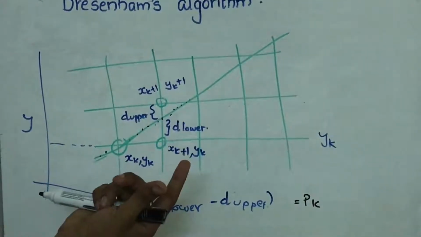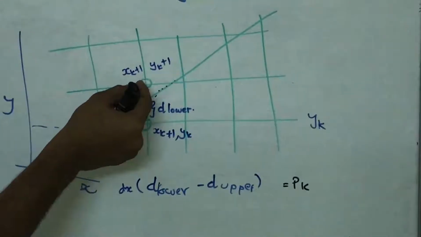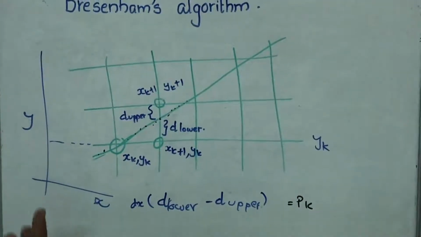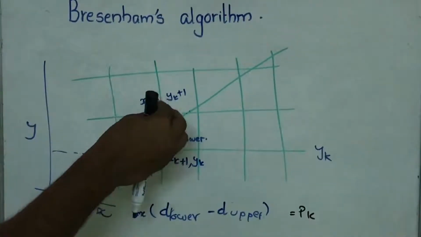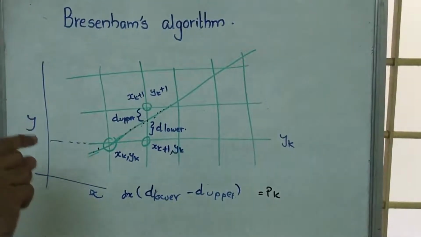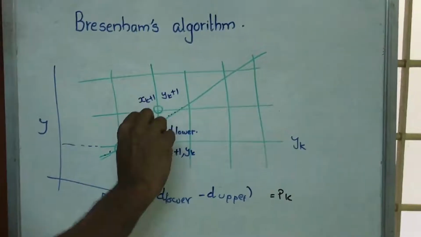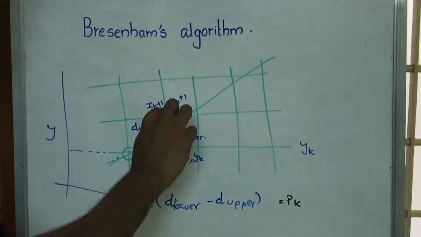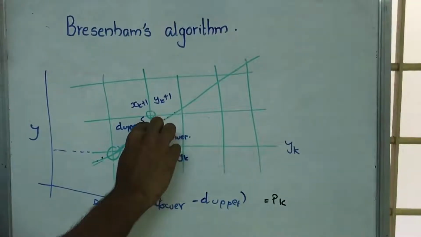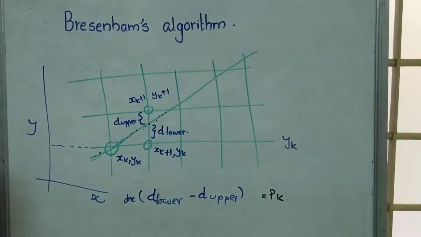There we do not have any LED exactly on the line, but we have one at the top and one at the bottom. The top coordinate nearest to it is (xk+1, yk+1), and the lower one is (xk+1, yk). So we are confused about which of these two LEDs to switch on to represent the given line. For that, we take the distance of our line from the top LED and the bottom LED. Suppose from the top LED the distance is d upper, and from the lower LED the distance is d lower. Now we find (d lower minus d upper) times dx.